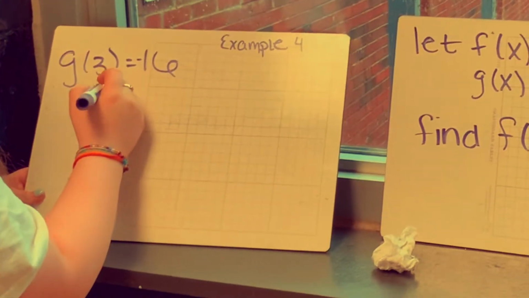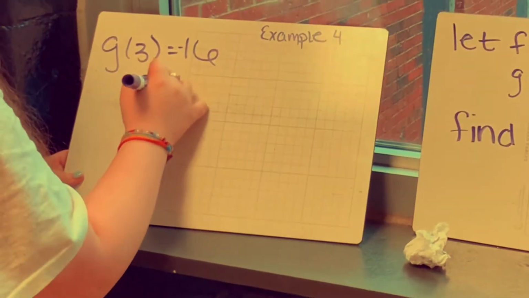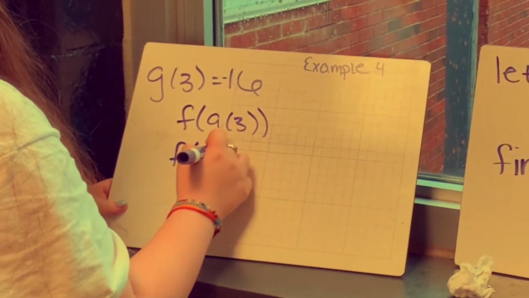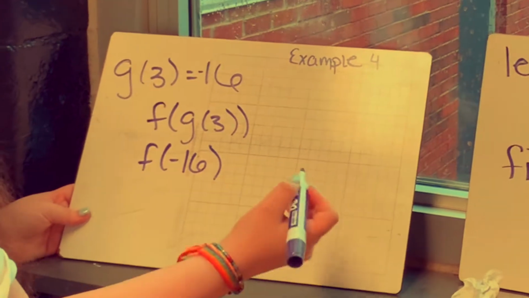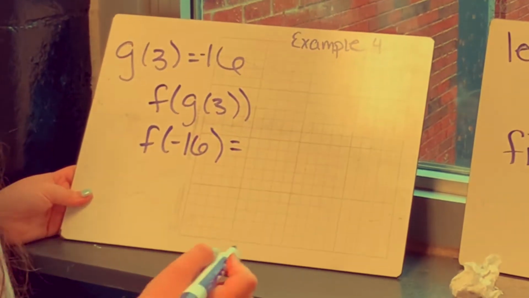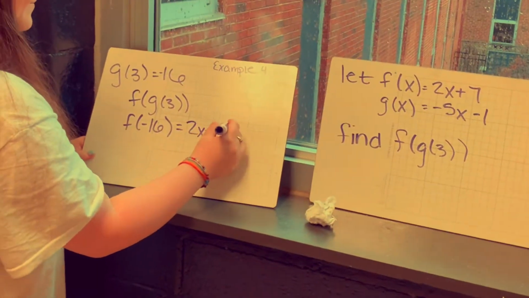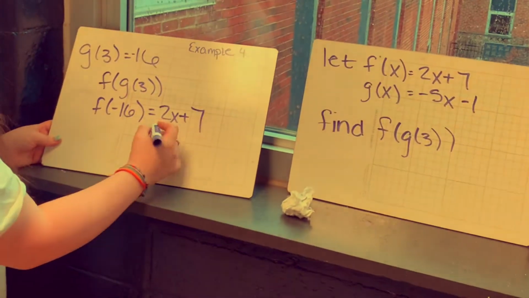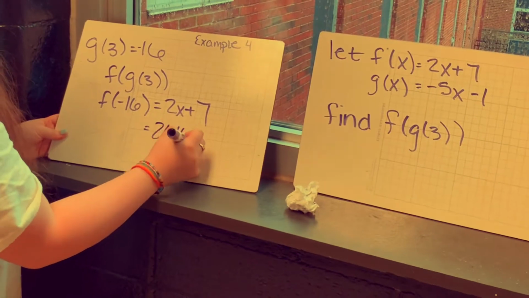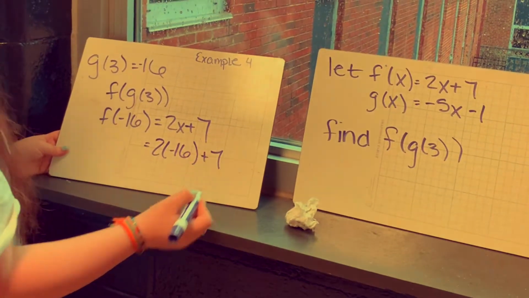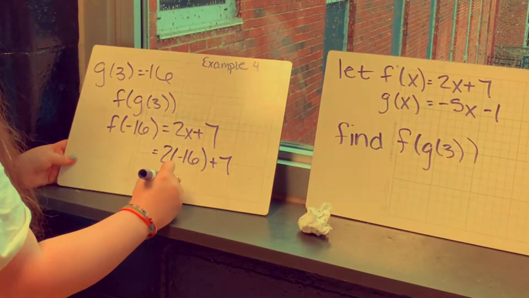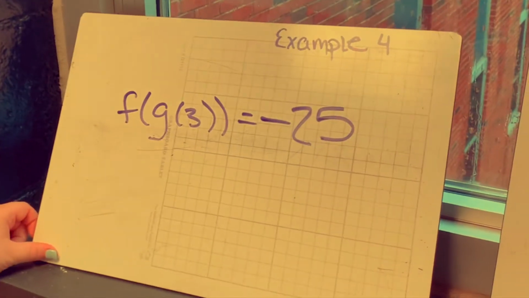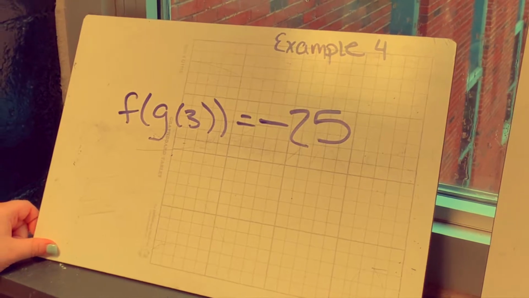You're going to put in place of g of 3 in the equation f of g of 3. You put in a negative 16 and then solve for f of x. But now it's f of negative 16. And a negative 16 wherever there's an x in the equation, and it looks like that. And now you just solve it like normal. Your final answer for f of g of 3 is negative 25.